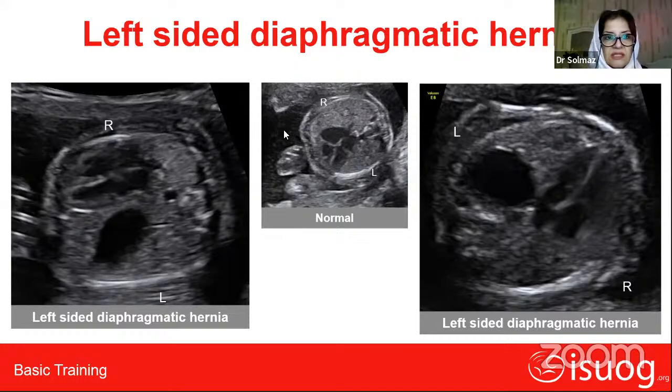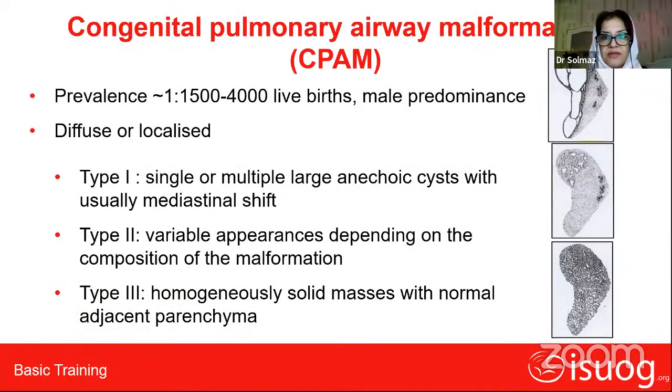About congenital pulmonary airway malformation or CPAM, we have three types. The prevalence is 1 in 1,500 to 4,000 live births. It shows a male predominance. It can be diffused or localized. In type 1, we see single or multiple large anechoic cysts with usually mediastinal shift. In type 2, we see variable appearances depending on the composition of the malformation. And in type 3, we see homogeneously solid masses with normal adjacent parenchyma.